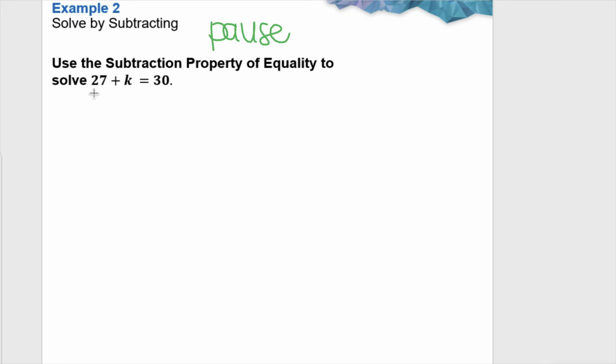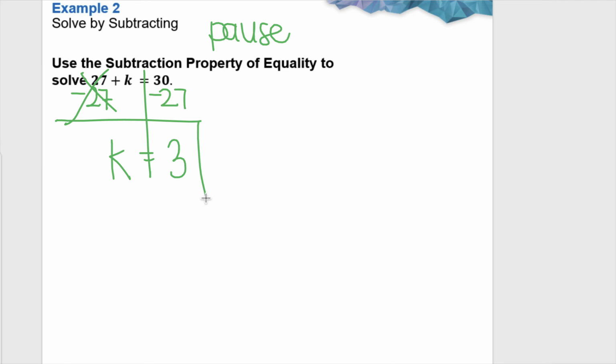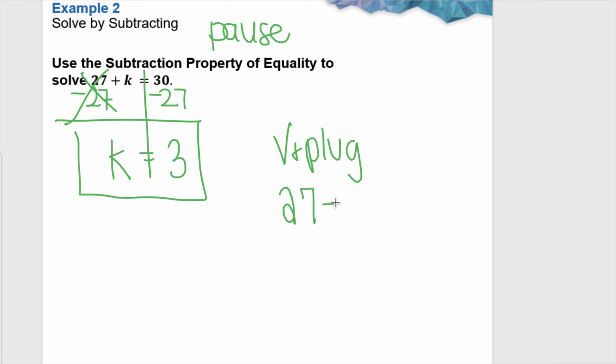Alright, so we're going to solve this question by subtraction. The reason why we're solving by subtraction is because we want k all by itself, and 27 is a positive 27, so the opposite of 27 would be a negative 27. 27 minus 27 cancels out, so all that's left is k, but then 30 minus 27 gives us 3, so our solution appears to be 3. To check it, we just plug back in. Instead of 27 plus k, we're going to write 27 plus 3. Is that equal to 30? Yes, so I know I got my solution correct.